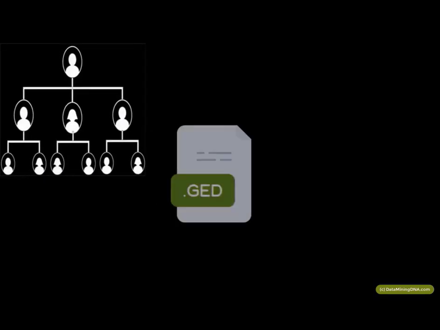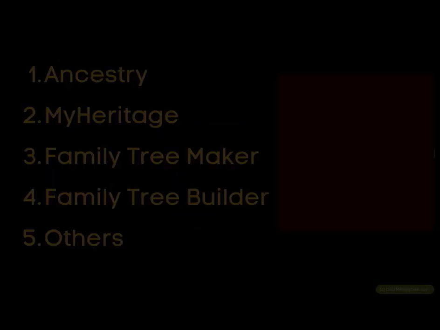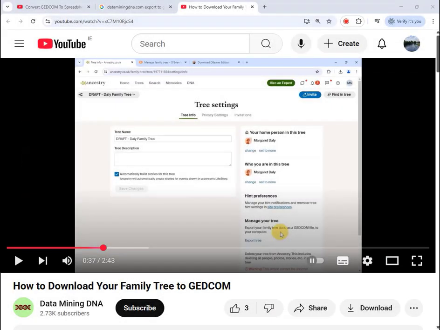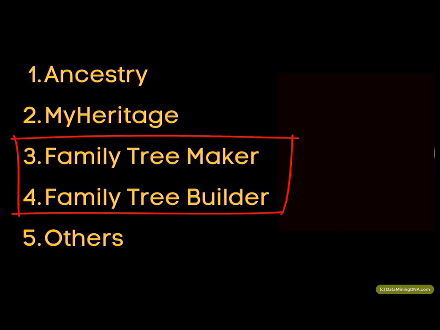First step is to export your family tree into a file stored on your local computer. This file is known as a GEDCOM file. All the major online family tree websites have an option to export to GEDCOM. The exception is FamilySearch. If you need instructions on how to do it, I'll put a link in the description to a video on my channel that walks you through it. All the desktop software applications that manage family trees have an option to export to GEDCOM.